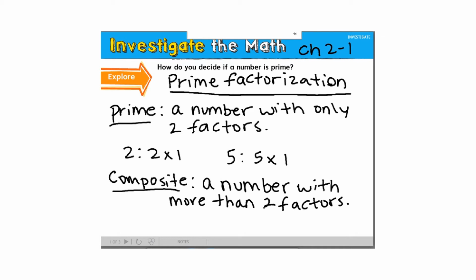For example, a 4 is composite because you can do 4 times 1 and 2 times 2. The number 10 is composite because you can multiply 2 times 5 as well as 10 times 1. So anytime a number is not prime, a number is composite, except the number 1, which has its own special kind of category because it only has 1 factor, 1 times 1, which is really just a 1. So 1 is really not considered prime or composite. It's kind of in its own category.